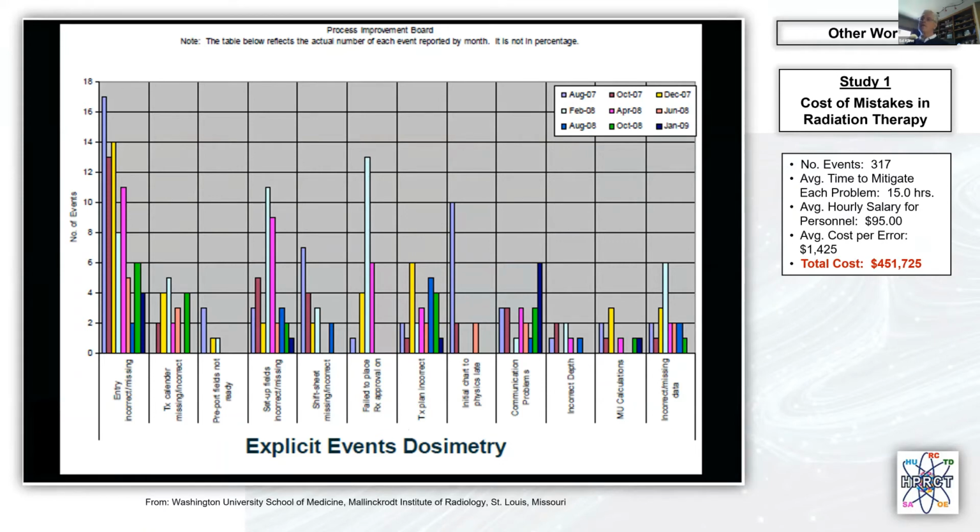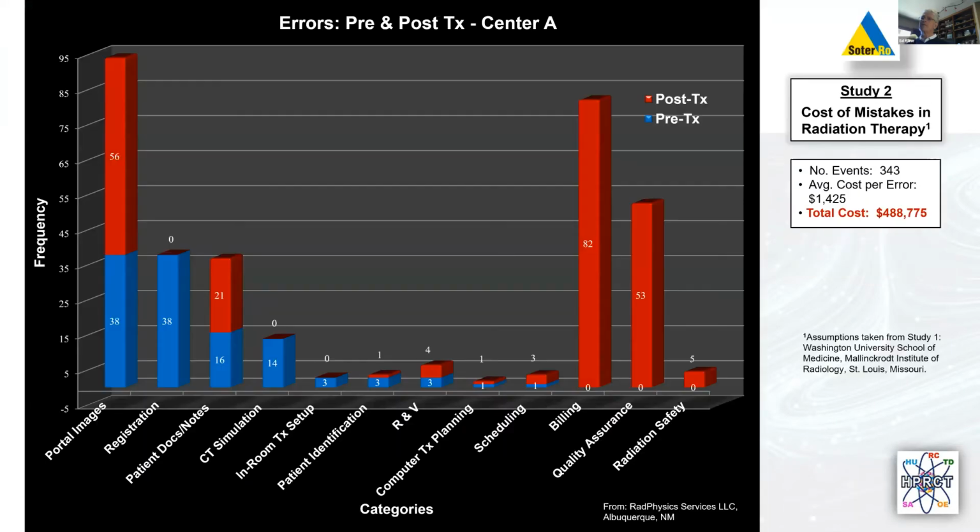So then we thought, okay, why don't we do this with the data we collected? So we took that number and applied it to the mistakes found in the program that we have deployed at these centers. If you look on the very left, you see the bar that's red and the bar that's blue. That's the frequency of errors occurring under the category called portal images. The blue means we caught it before imaging. The red means we caught it after imaging. And then you can see the colors as they go through the various categories: registration, patient docs, CT SIM, on and on. Then you have billing, quality assurance, and radio safety where it ends.